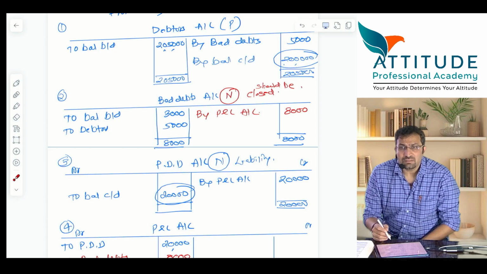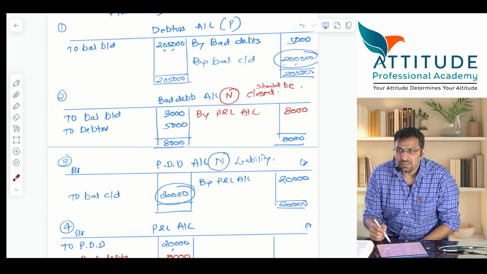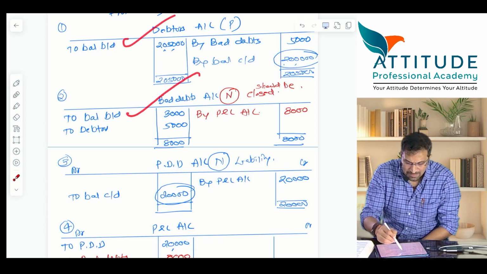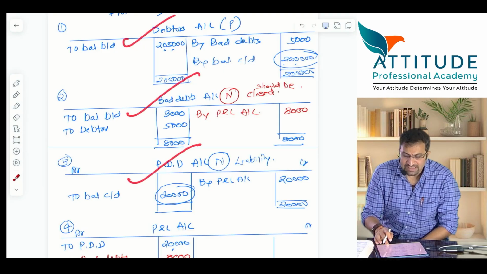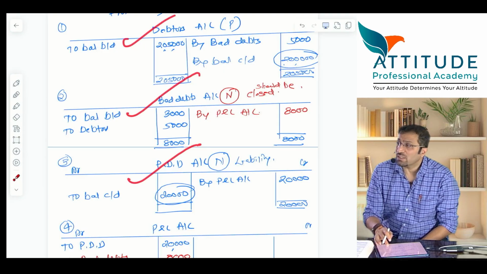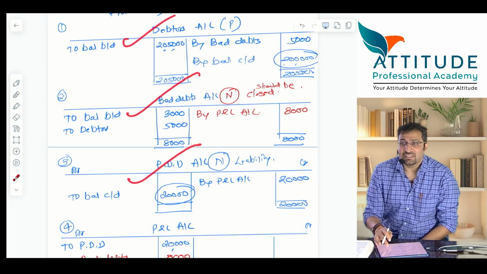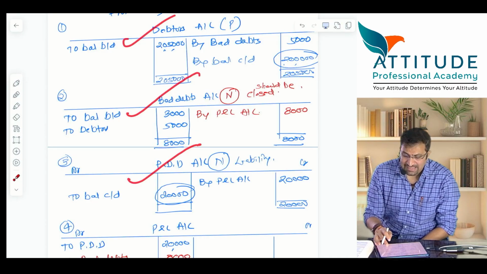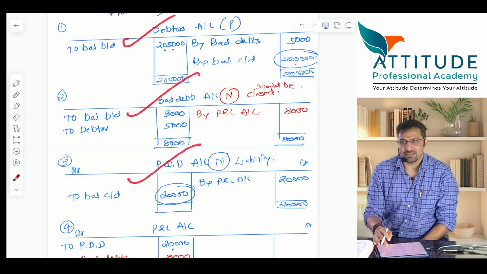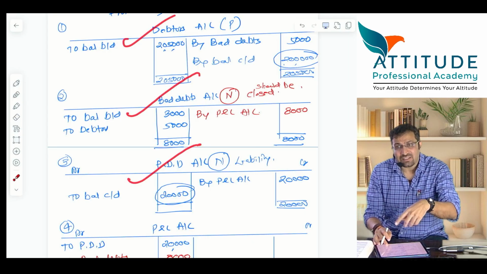So tell me, how many accounts are there? How many accounts have opened? Debtors, bad debts and PDD. Out of these 3, how many are closed? 1 is closed. That is bad debts. And the other 2 accounts, debtors and PDD, are balanced. Understood? And these are balanced, which will come in the balance sheet.